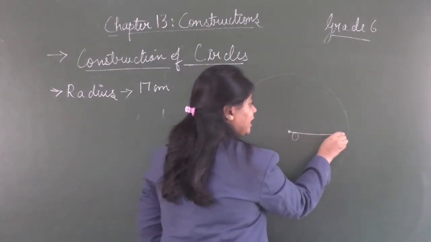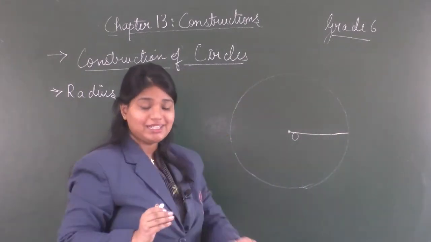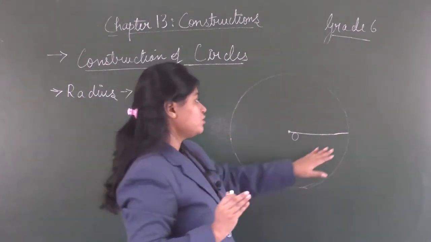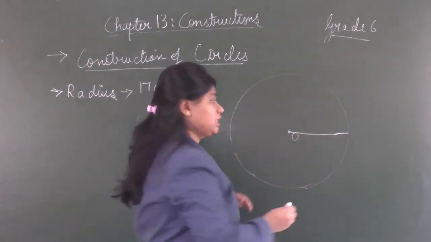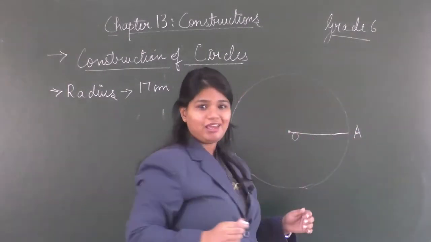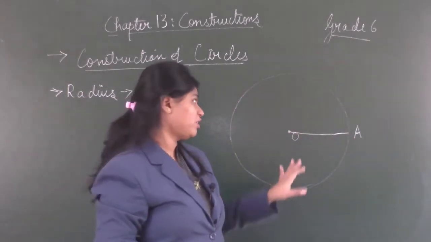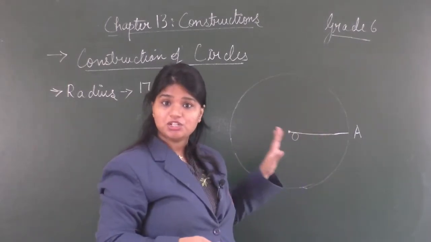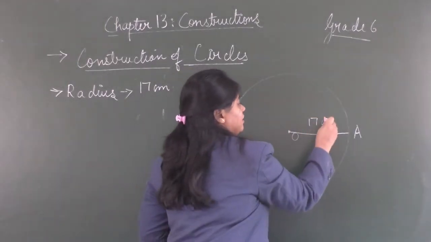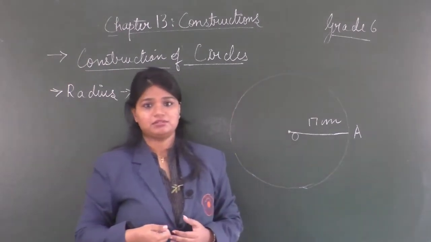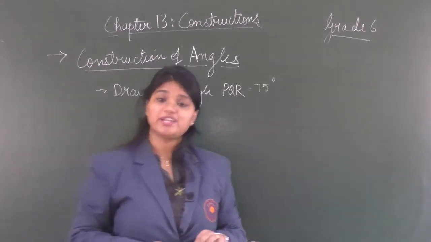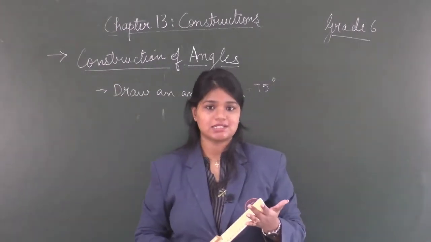Now you can draw a line from the center to any point on the boundary of the circle and name it as A or any alphabet of your choice. So we have got a circle with the radius 17 centimeter. So students, we just revised how to construct circles.